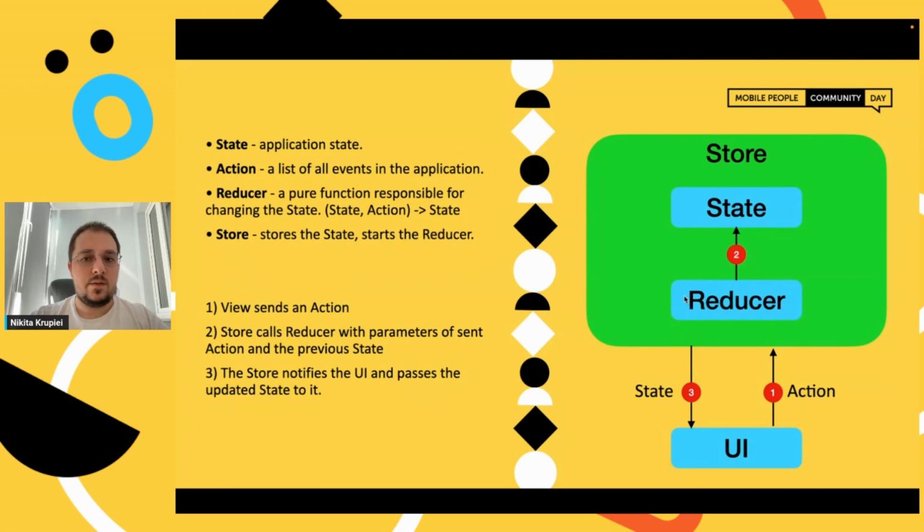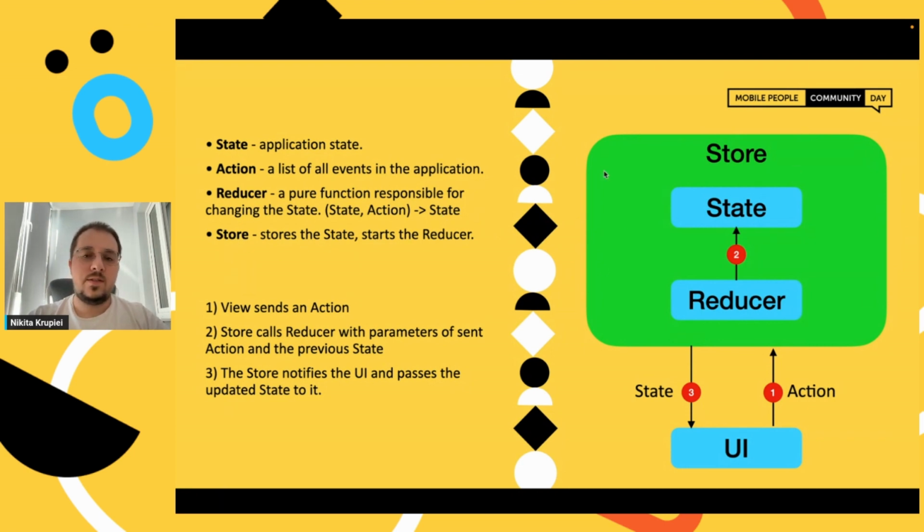So the new one, our new hero, is the reducer. It is the pure function that is responsible for updating the state. So the action will come to the reducer, and the reducer will update the state. As you can see here, this is the semantics of this reducer function. It takes the action that was sent and the previous state of the application, and after the modification, it returns the new state.